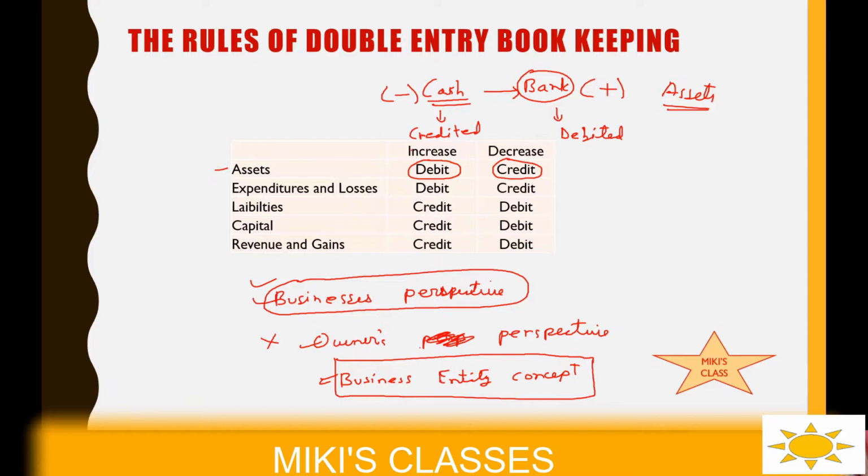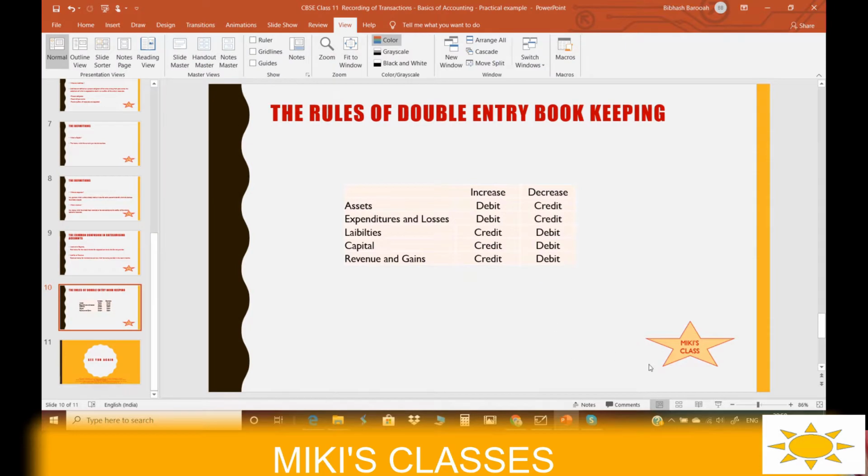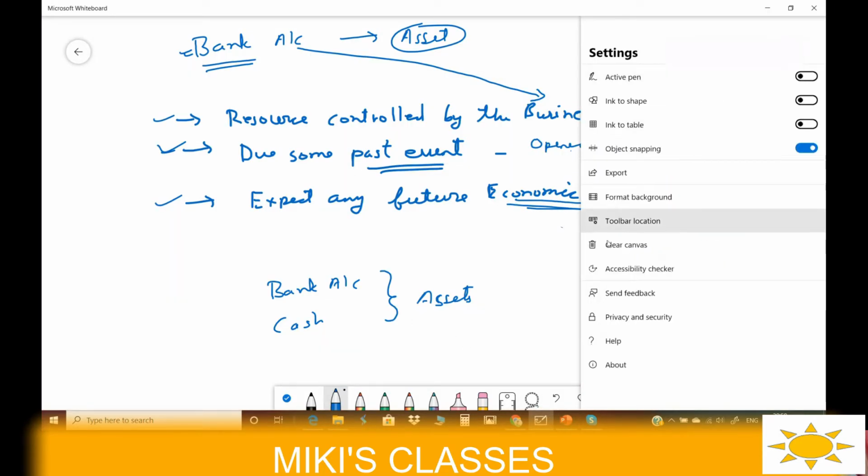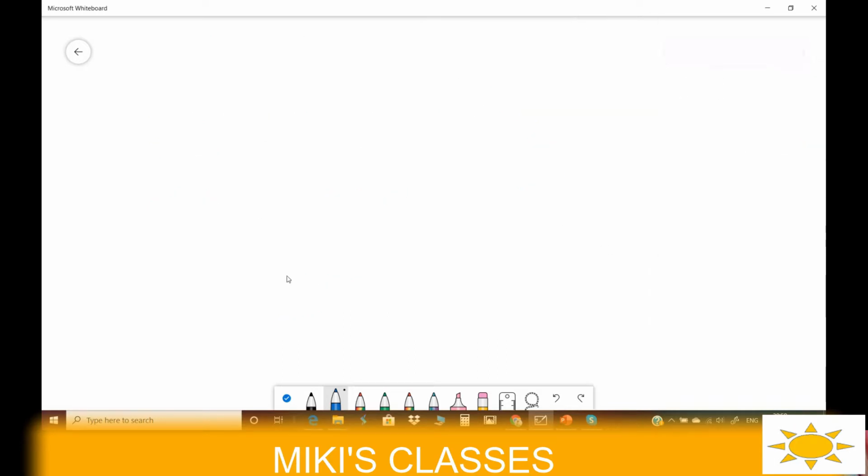So now we have used the rules. The fourth step is also covered, but we need to know how to make the entry. So I'll use the whiteboard for that to make the final entry. Let's clear the canvas. Which are the two accounts involved? Bank and cash. Bank has increased. So what will we write? Bank account has to be debited, right? So we'll write it like this.